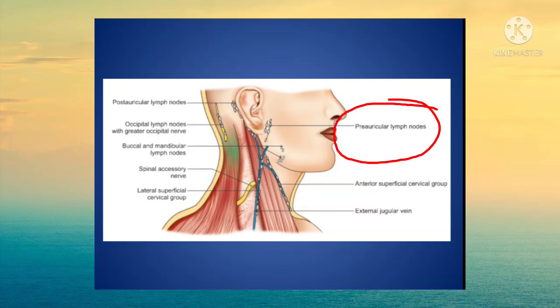Preauricular nodes belong to the superficial group and lie immediately in front of the tragus. The deep group of parotid nodes receives afferents from the nasopharynx, posterior part of the nose and tympanic cavity.